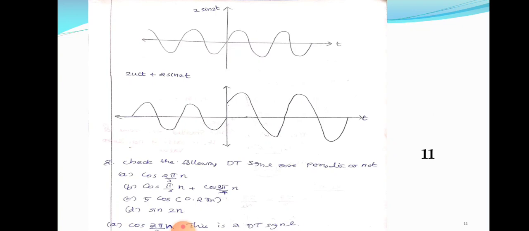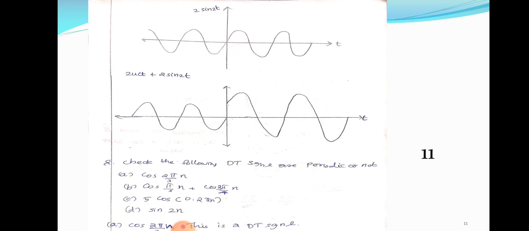Otherwise, if there is no pi term in this signal, if it is cos 2 by 3n, that means the coefficient of n is not a multiple of pi. Therefore, we can say it is not a periodic signal. But in this problem, cos 2 pi by 3n, the coefficient of n is equal to omega. The coefficient of n is digital omega, not equal to analog omega.